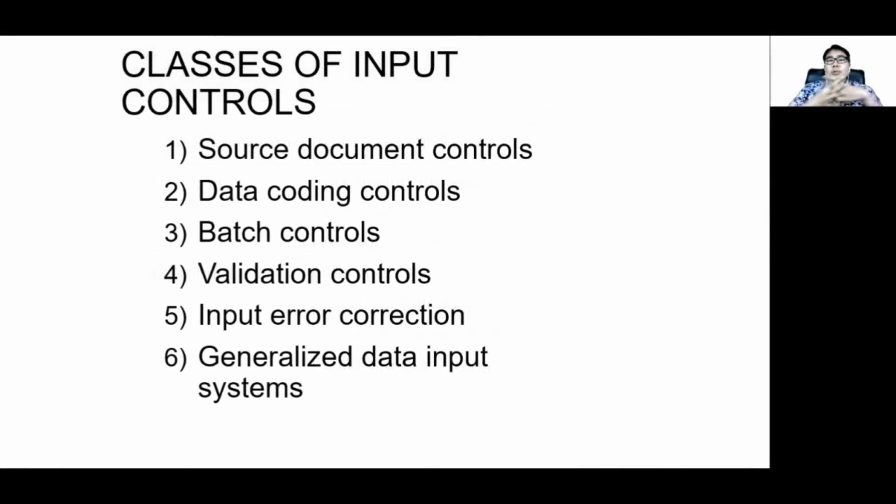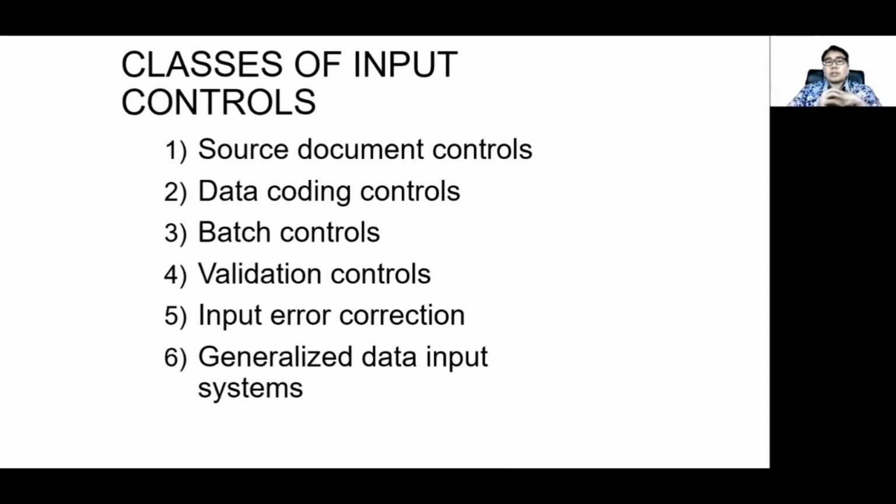There are several types of input control. The first one is the source document controls. It is basically where you have source document, and based on the data that is on the source document, you input the data or copy the data to the system. So it's kind of like manual process. And since it's a manual process, usually the control is done manually inside the source document. For example, a pre-numbered document.